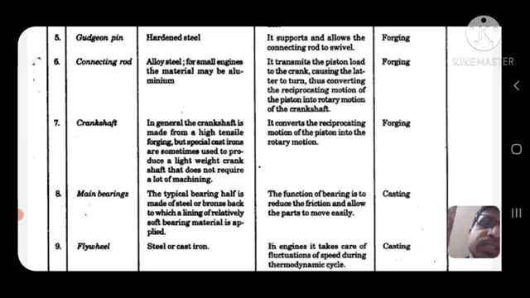Connecting rod: alloy steel. For small engines, the material may be aluminium. It transmits the piston load to the crank, causing the latter to run, thus converting the reciprocating motion of the piston into rotary motion of the crankshaft.